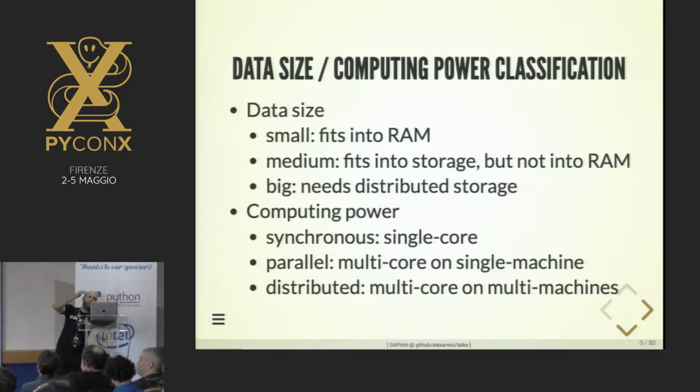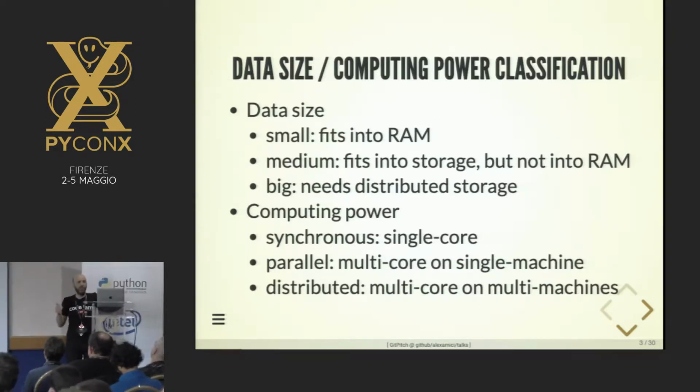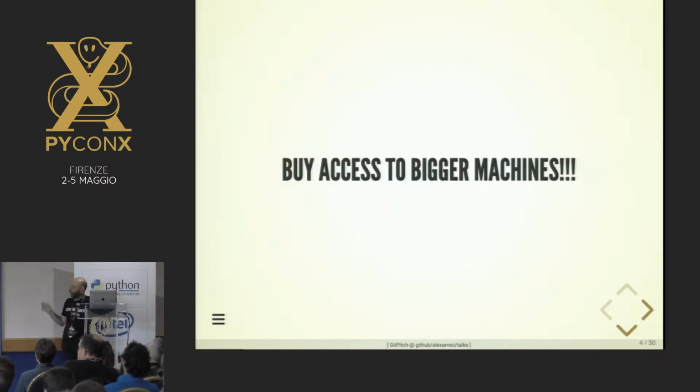Usually, small goes with synchronous. Usually, small you like to have parallel as well. But medium almost always goes with parallel because data starts to be big, starts to grow, and big data usually goes with distributed. So in this case, I will usually refer to data size and not to the other.